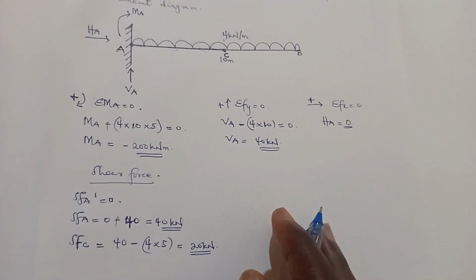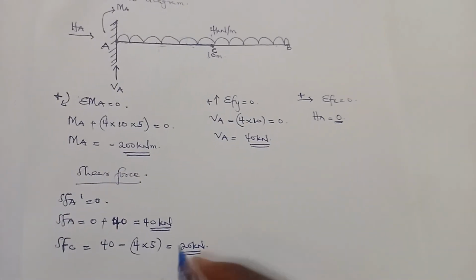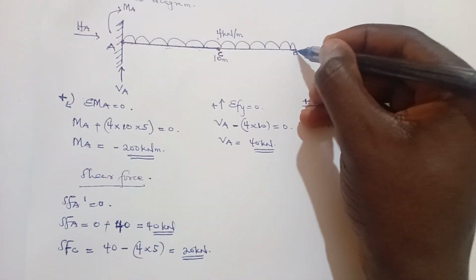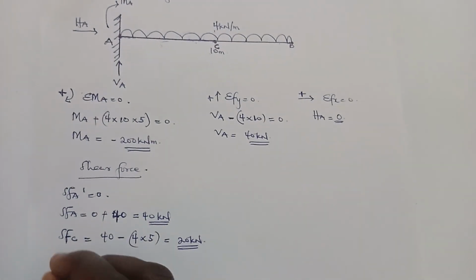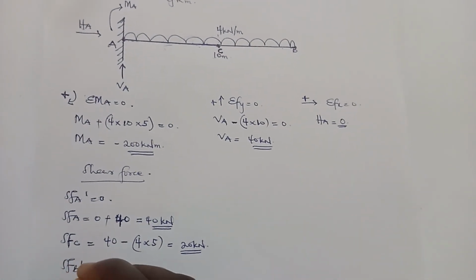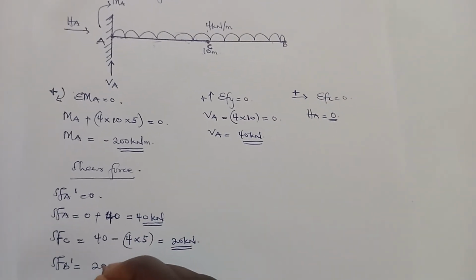And that's the shear force at C. So let's move to the shear force at B. With the shear force at B, we'll calculate two shear forces since it's the end of the beam. Shear force at B prime will be equal to the previous one, which is 20.